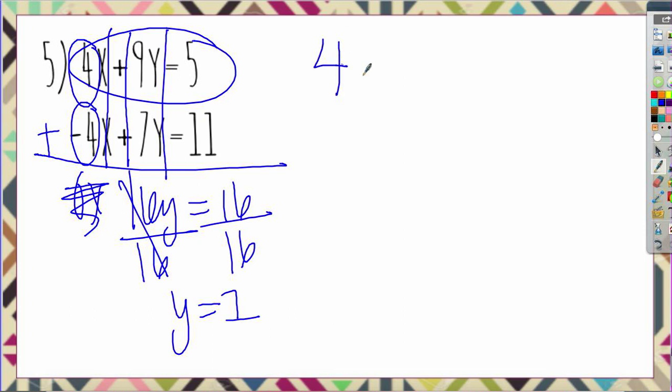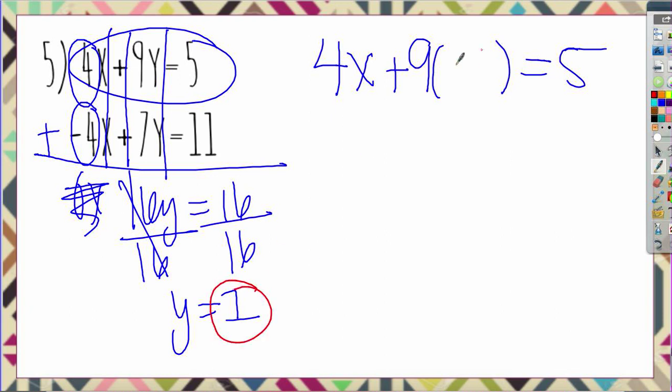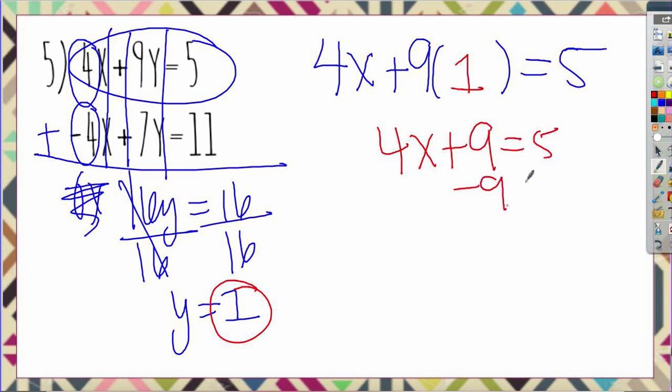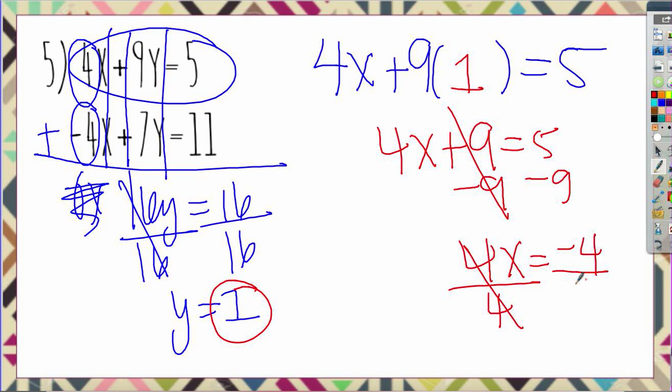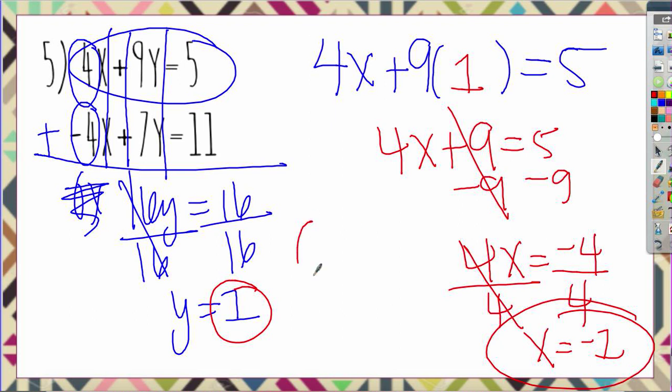And we've got 4x plus 9 times y equals 5. Our y value we just found is 1. So 4x plus 9 equals 5. Minus 9 from both sides. 4x equals a negative 4. And so when I divide by 4 on both sides, x is equal to a negative 1. So x and y in order tells us that the point where they intersect is the point negative 1, positive 1. That should be the answer to number 5.